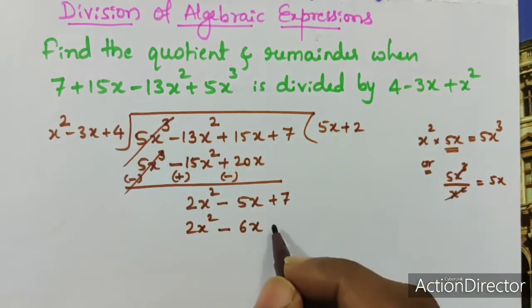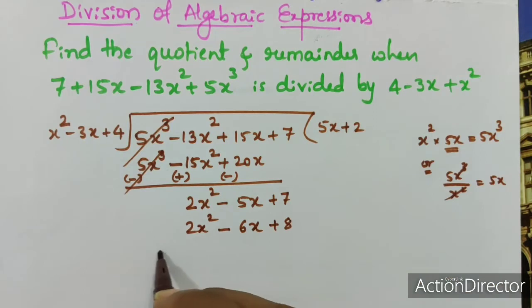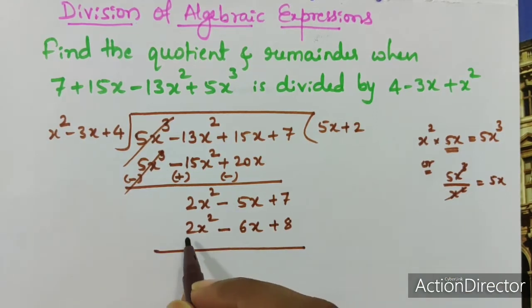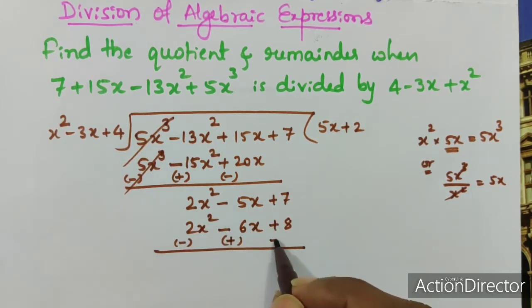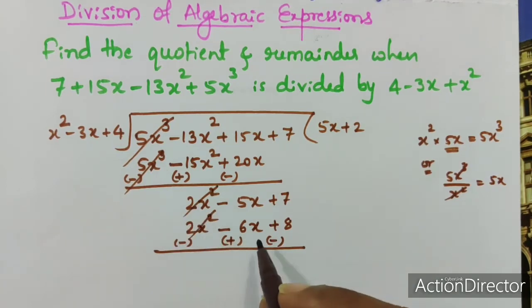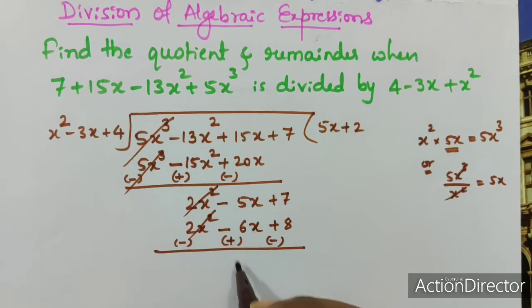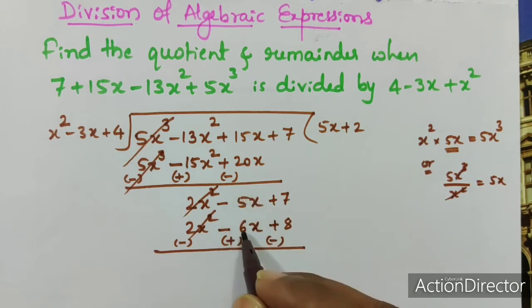Then 4 into 2, 8. So again subtraction. So before subtracting, change the signs. Plus becomes minus, minus becomes plus, minus becomes plus. So 2x square minus 2x square is eliminated, then minus 5x plus 6x. 6 is the bigger number and its sign is positive, so it will be positive. One is positive, one is negative, means you have to subtract. That means 6 minus 5 is 1x.